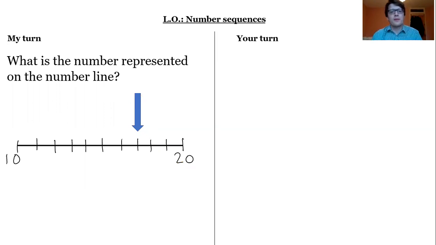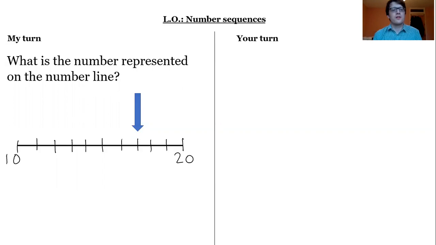So the first thing I need to do is work out what is each step here. What am I counting up in? What is each part worth? There are lots of ways to do this. I could do trial and error, for instance, just test different possibilities. That might work with something like this, where the numbers are quite close together and relatively small, but it's not a very good strategy when the numbers start getting a bit bigger.